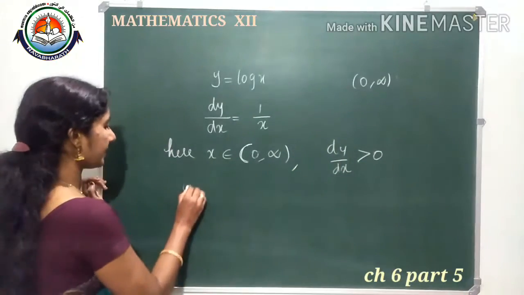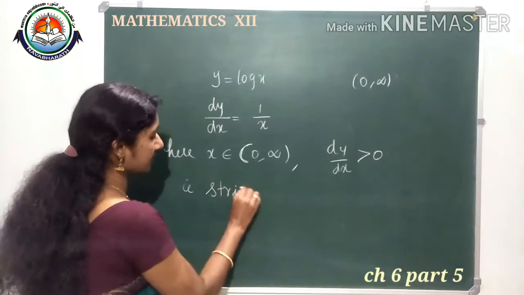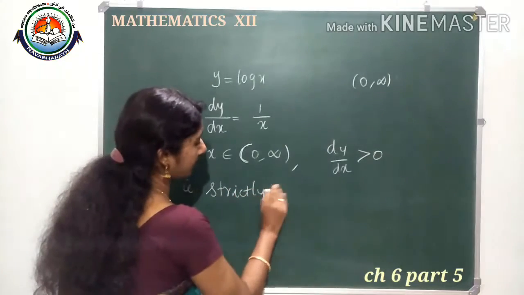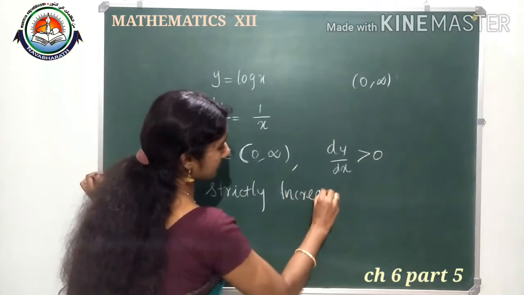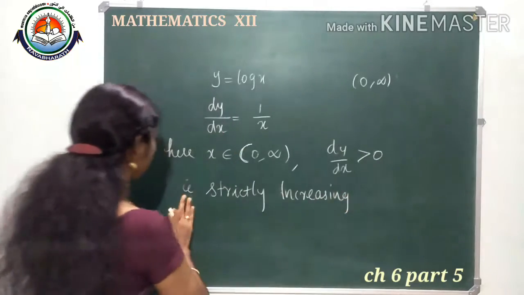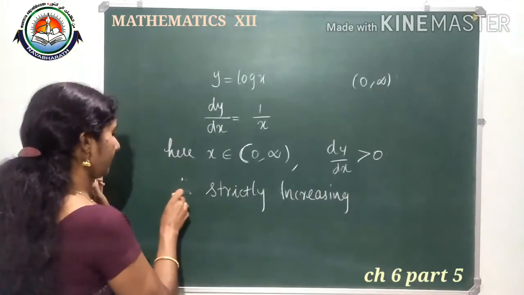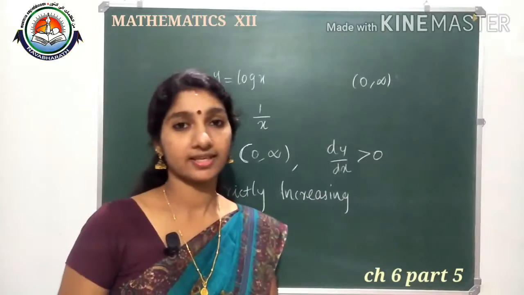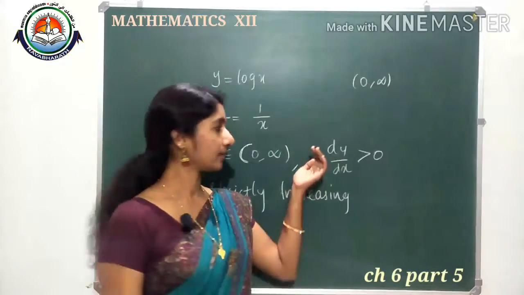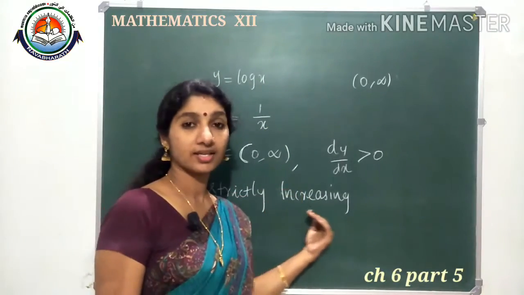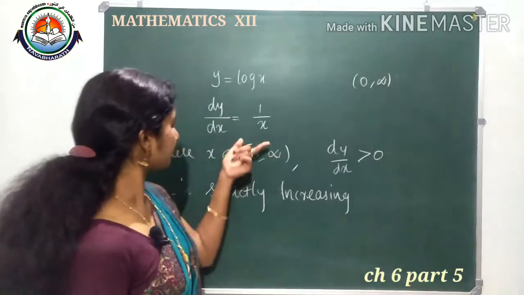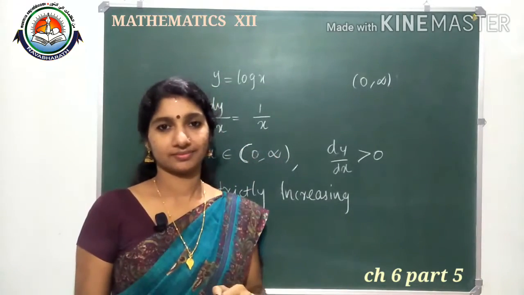That means it is strictly increasing in this interval. Therefore it is strictly increasing in the interval. So we proved the logarithmic function is strictly increasing in the interval (0, infinity).